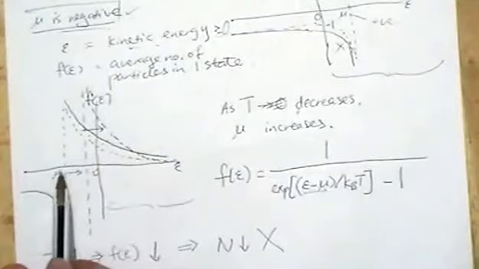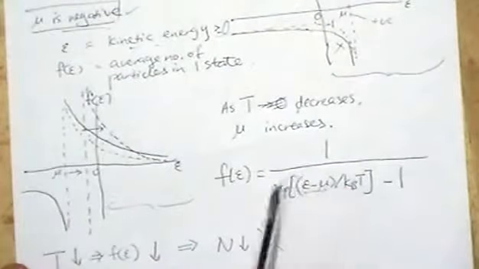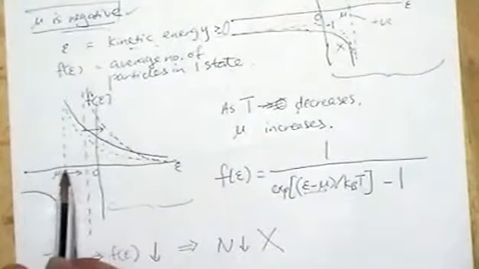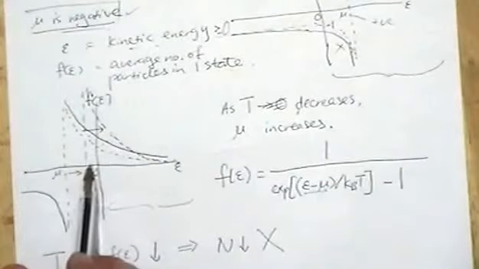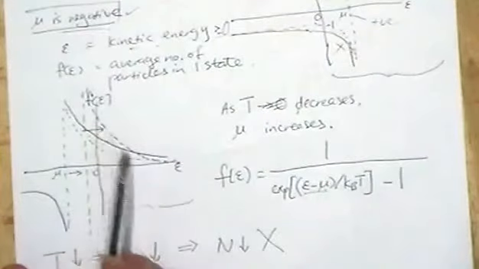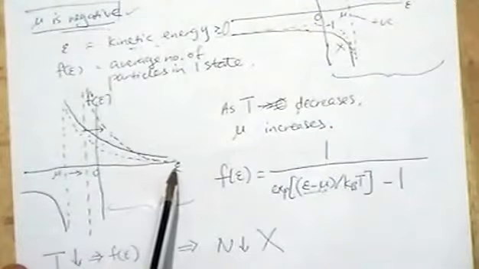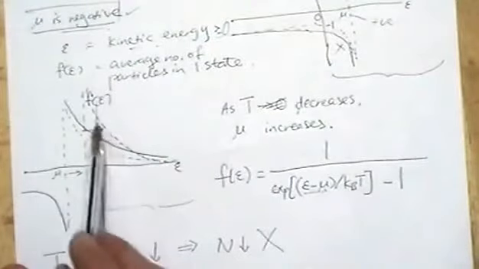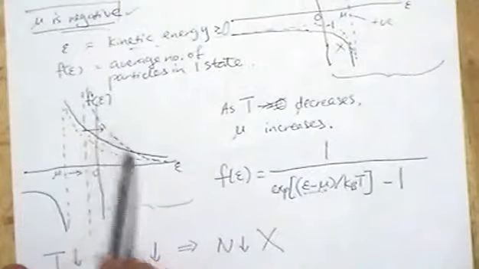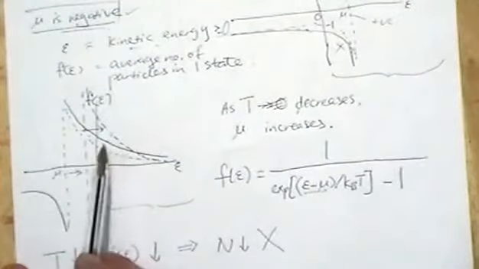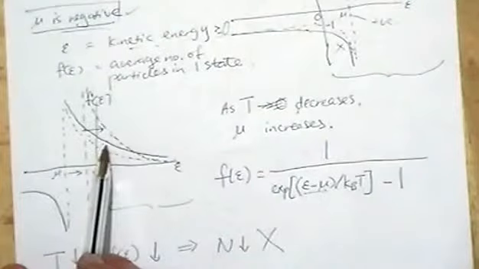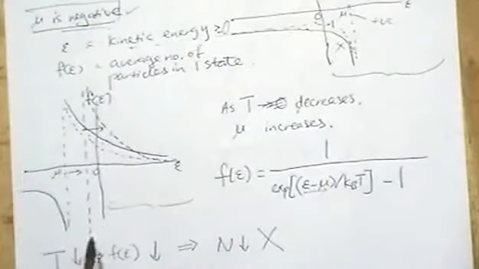And the understanding is that mu must increase by just the right amount that the total number of particles remain the same. Right? So some states decrease in particles, some states increase in particles, so that the total number of particles remain the same.